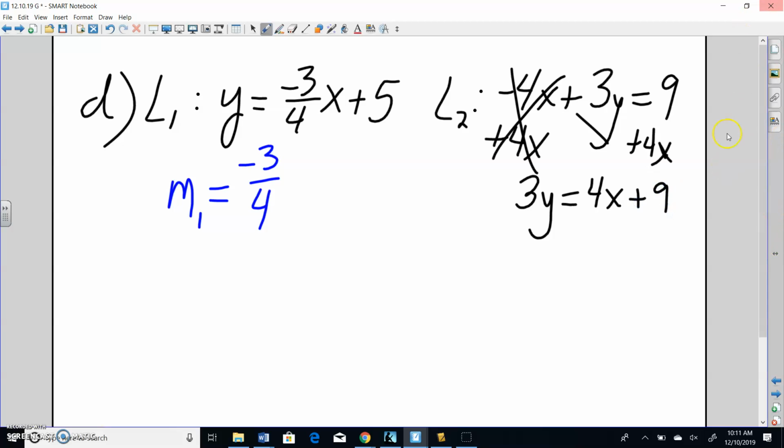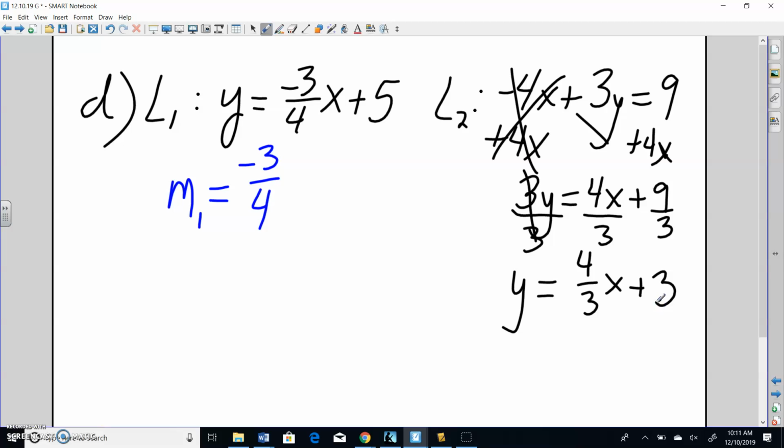I need to isolate y. That means I want 1y on the left, but it's 3y. So how do I get rid of that 3, Taylor? Divide everything by 3. So this term, and that term I have to divide by 3. So y equals 4/3 x plus 3. And now we're ready to identify the slope on this line. Line 2's slope, Autumn, is what? 4/3.